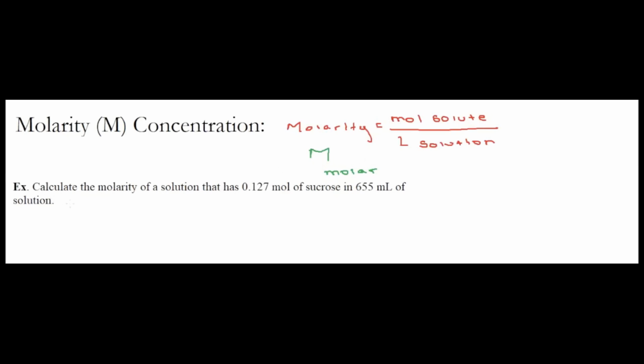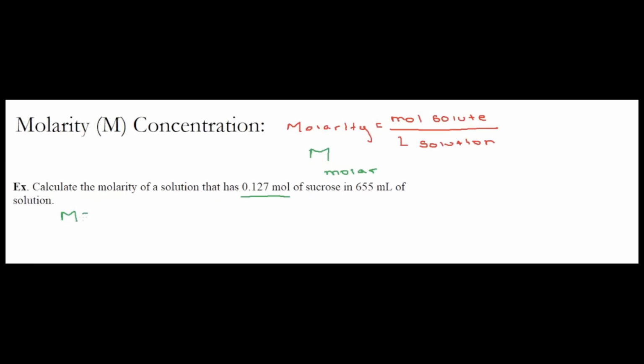So for this problem, it says calculate the molarity of a solution that has 0.127 moles of sucrose in 655 milliliters of solution. So here I already have my moles of solute. In a lot of problems you'll be asked to calculate the molarity of a solution that has a certain number of grams of solute. In that case, you would have to convert from grams into moles. But here I'm already in moles, which is awesome.